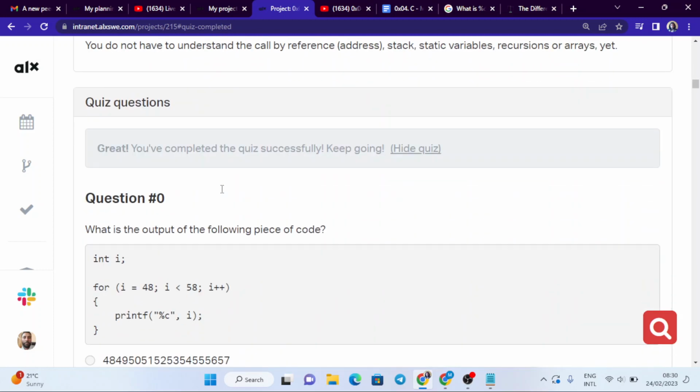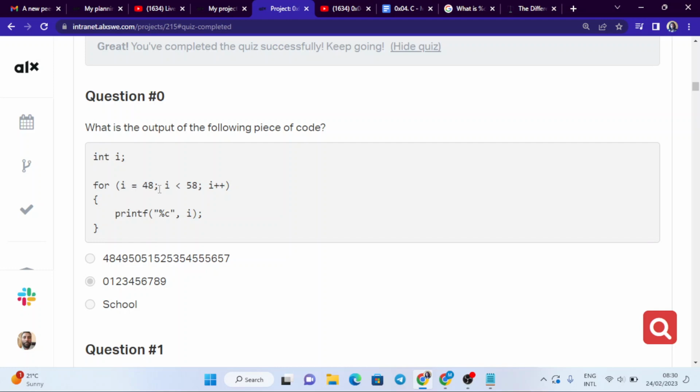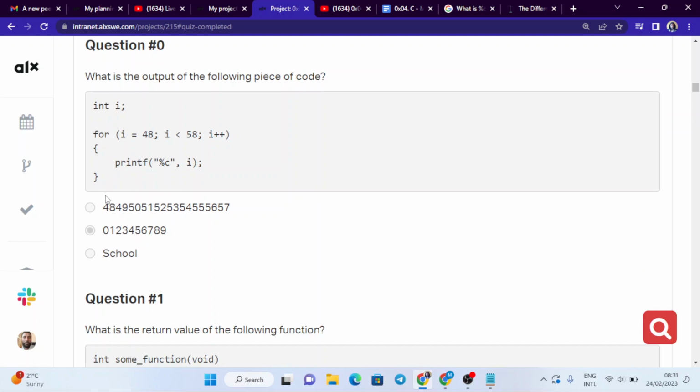And so the first question is: what is the output of the following piece of code? You know that i equals 48 and i is less than 58, i plus plus, which is printf percent c, percent c. The output should be here. I think you made a mistake with 48 because it is a printf. Here we call it printf with percent c.